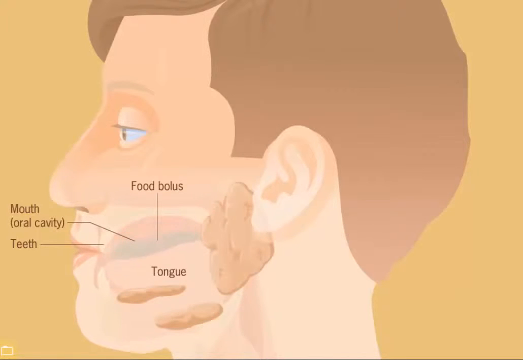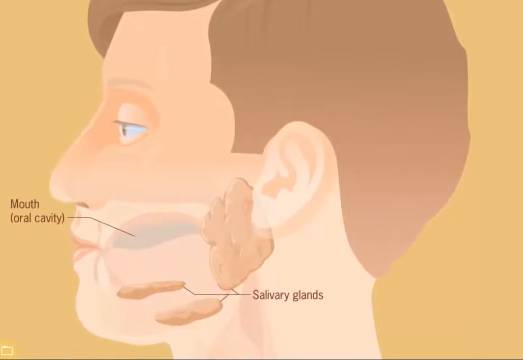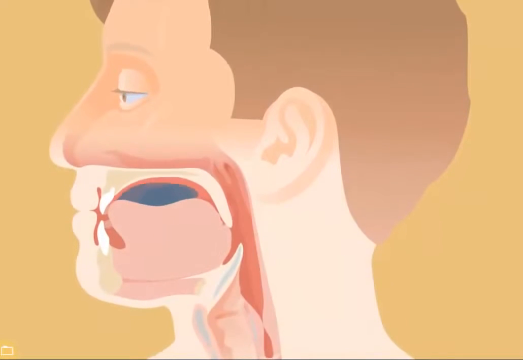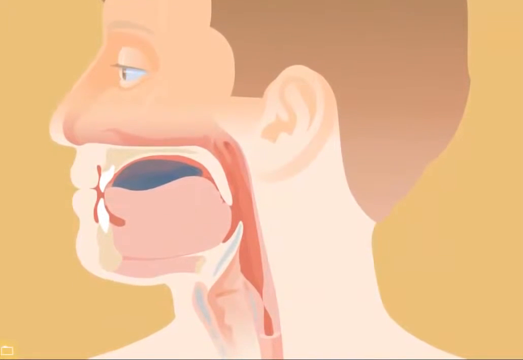Chemical digestion starts when the salivary glands release saliva into the oral cavity. Saliva is rich in amylase, an enzyme that breaks down carbohydrates. After the bolus has been broken down adequately, swallowing begins.